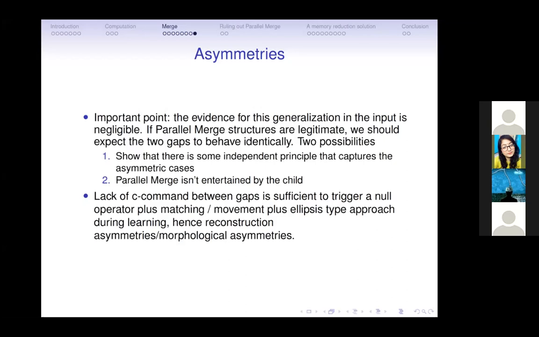So if parallel merge is really given to you by universal grammar in the way that you might expect it to be if merge is what's given to you, okay, we should expect the gaps to behave identically. We should not expect to see what Georgi found. There are two possibilities here. Something else is ruling that out, or parallel merge just isn't in the kid's universal grammar. It's not something that the kid can do, okay? In that case, we would expect to see what Georgi found, okay?